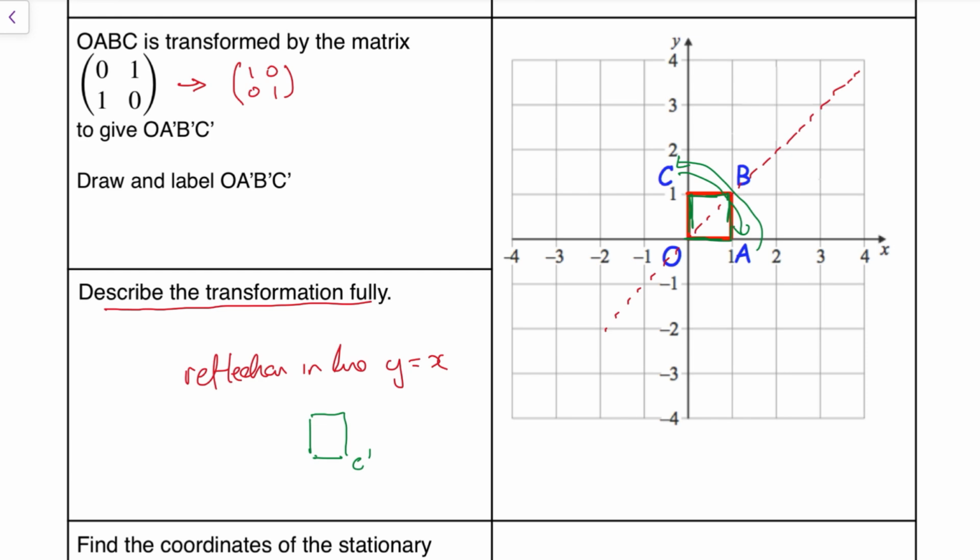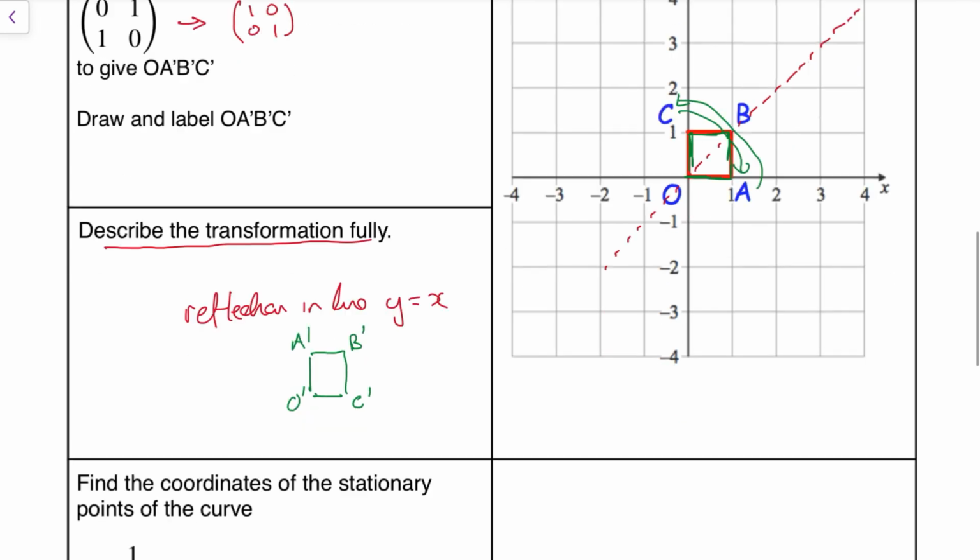I'll be writing C prime here for the reflection. B and B prime are the same. This is A prime, and O stays where it is as well. So not too bad as a question. Nice question, just pretty hard to show on the diagram.